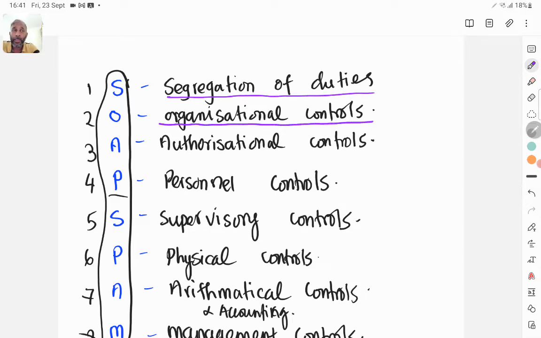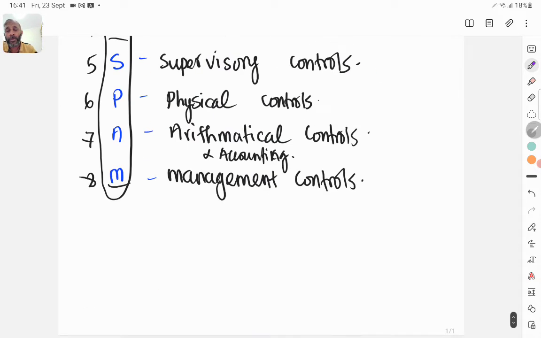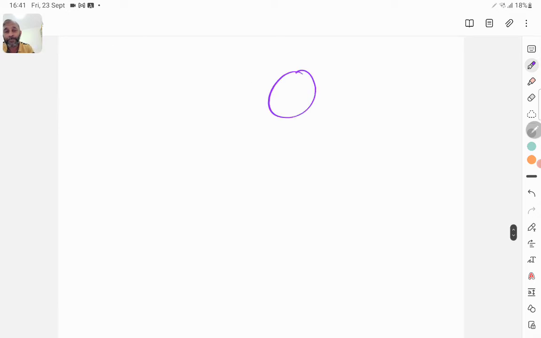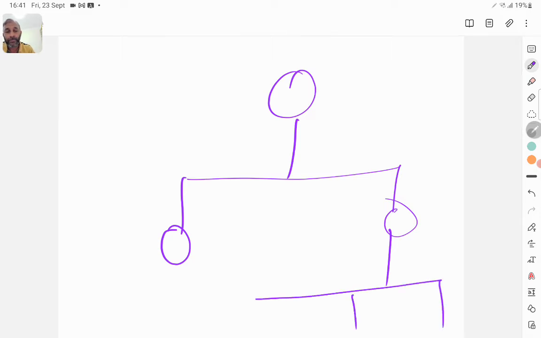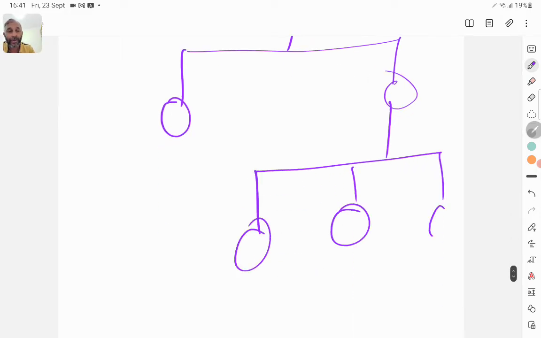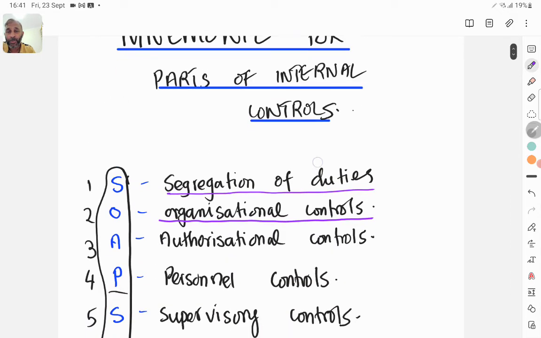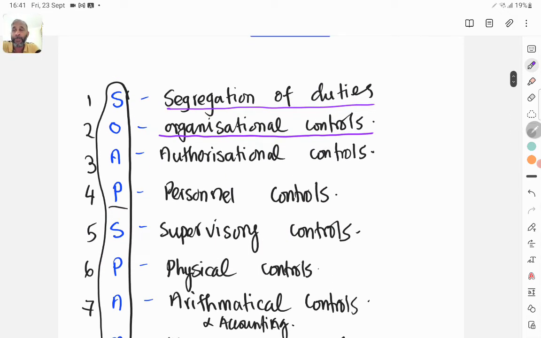Organizational controls. An organization will have an efficient process only when it is properly organized in terms of structure, in terms of delegation of authorities, in terms of span of control, in terms of subordinates, who will control whom, and how good the organization chart is, and so on. Normally, an organization chart looks like this. This is a very rough structure or sketch, but we will discuss it in detail when time permits.